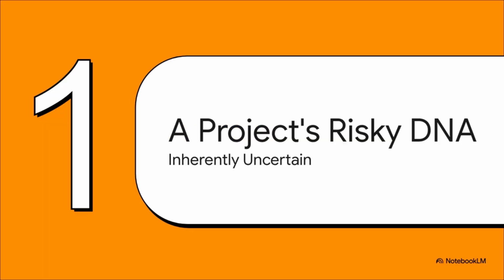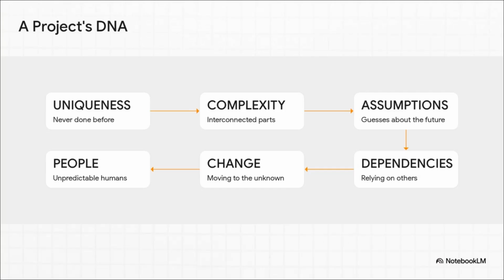To really get it, you have to look at the very DNA of a project, because it turns out uncertainty isn't just some random thing that might happen to your project. It's literally woven into its fabric from the very beginning. In fact, there are 6 core components. Think of them as 6 strands of this risky DNA that show up in every single project, no exceptions. Let's walk through them, because understanding what they are is the key to getting a handle on them.